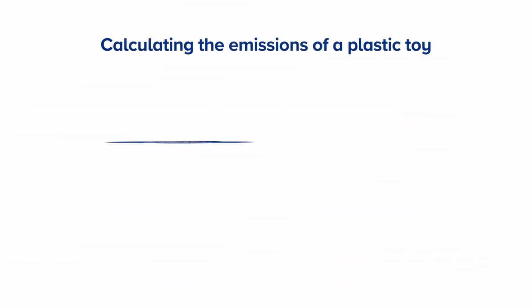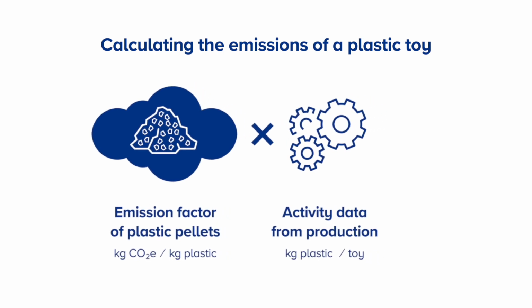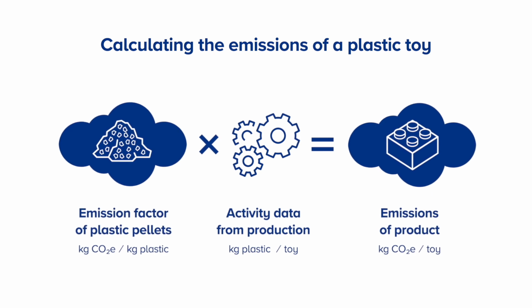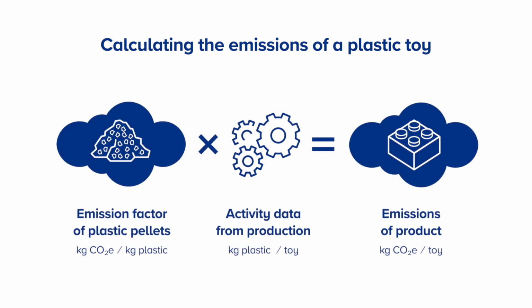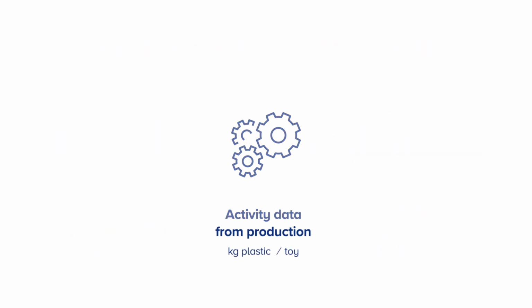A product's emissions are calculated by multiplying the emission factor with the activity data, which means it's not possible to calculate a carbon footprint based on the emission factor alone. The plastic toy manufacturer would also need to provide activity data of the production process.